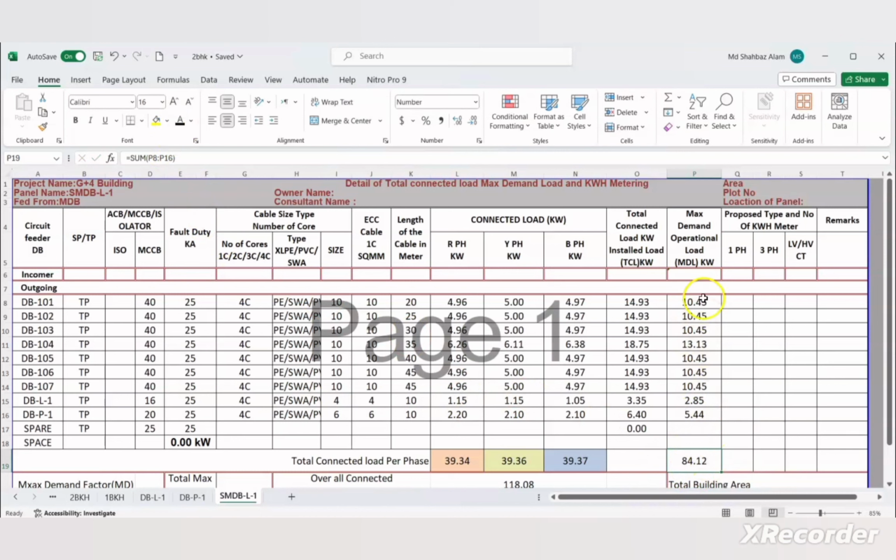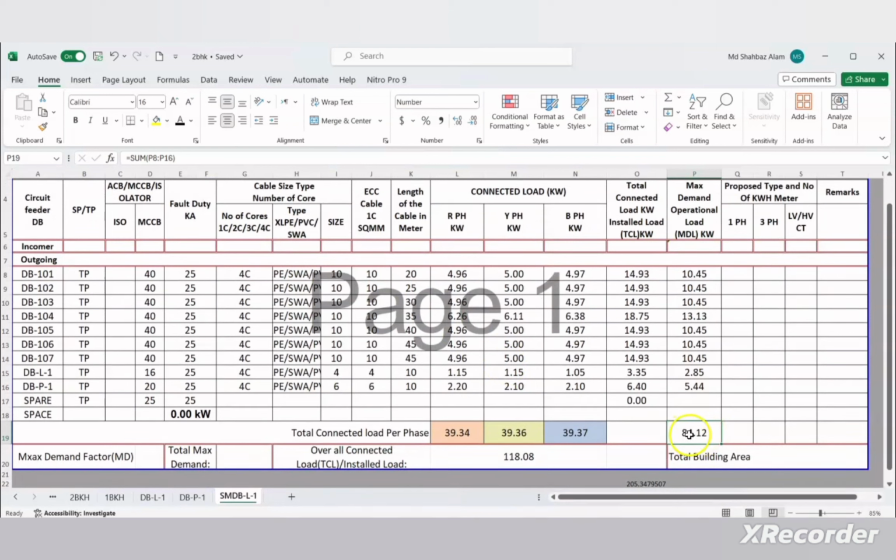Maximum demand load for full SMDB. What does it mean? This is the maximum demand load for DB101. This is the maximum demand load for DB102. In the same way, these are the maximum demand loads with respect to each DB. If we sum up all these maximum demand loads, then we will get a value 84.12, which is the maximum demand load for this SMDB L1. Hope you are clear now.